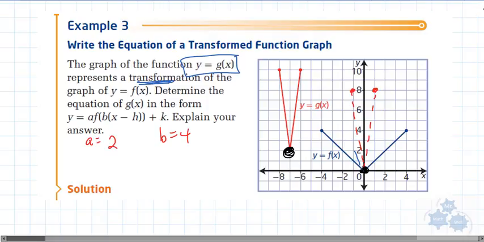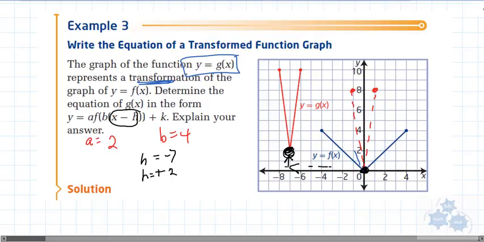So this does appear to be 7 units to the left and 2 units up. Okay? So H is -7, right? Because we're actually moving 7 to the left. It's going to show up in here as X plus 7. Very good. You have to keep that in mind. And then the K is going to be plus 2, right?